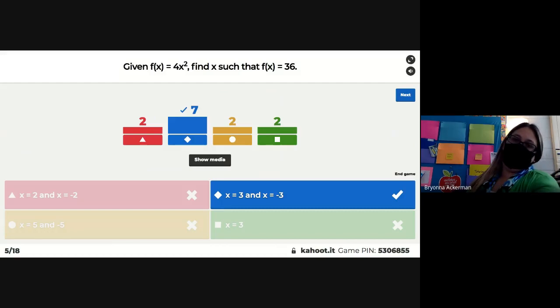Okay, so it should have been 36. 36 equals 4x squared. Divide both sides by 4, right? Which then you get 9 equals x squared. Take the square root of both sides, but it's always plus minus. So that's why it's a 3 positive and a 3 negative. You plug this in for the y value, not the x value.